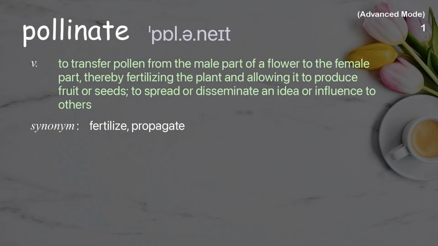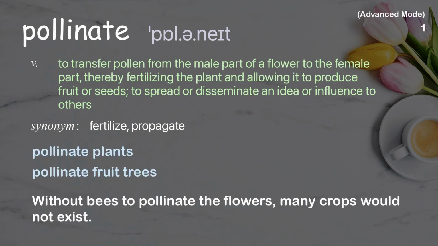Pollinate. To transfer pollen from the male part of a flower to the female part, thereby fertilizing the plant and allowing it to produce fruit or seeds; to spread or disseminate an idea or influence to others. Examples: pollinate plants, pollinate fruit trees. Without bees to pollinate the flowers, many crops would not exist.